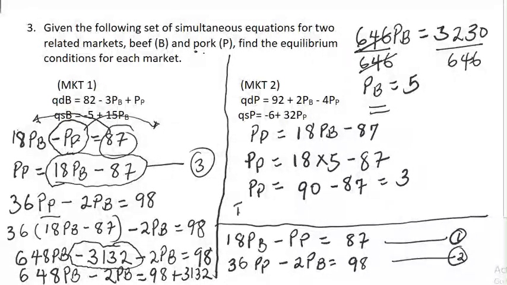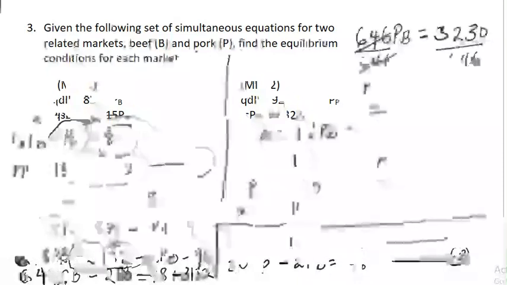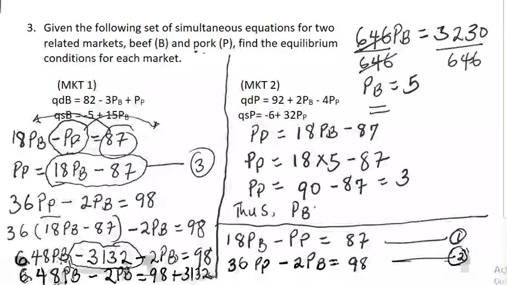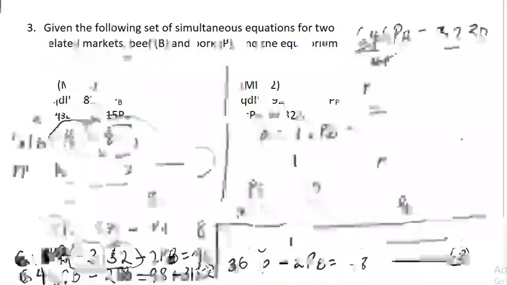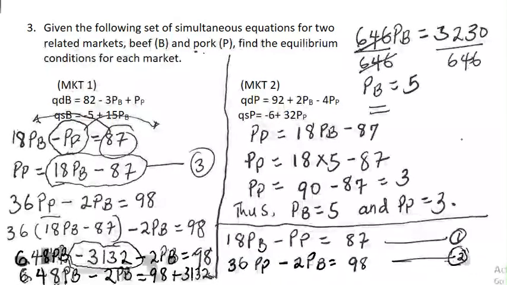Thus, the beef, pb, is 5 and the pork, pp, equals 3. Okay, so that is the equilibrium conditions for each market. Let's take the last question for today.